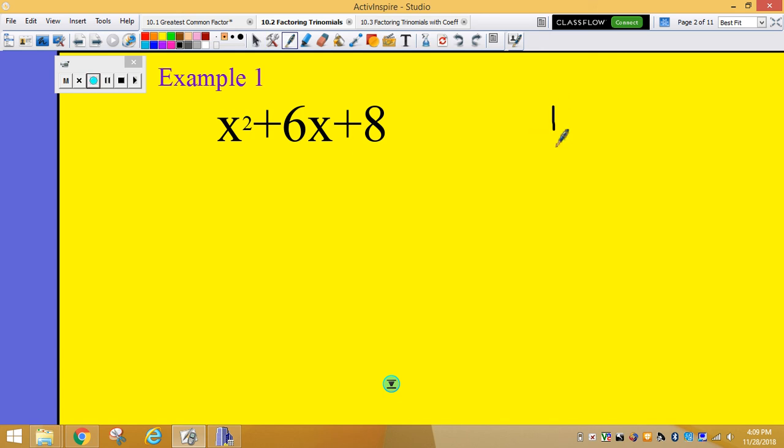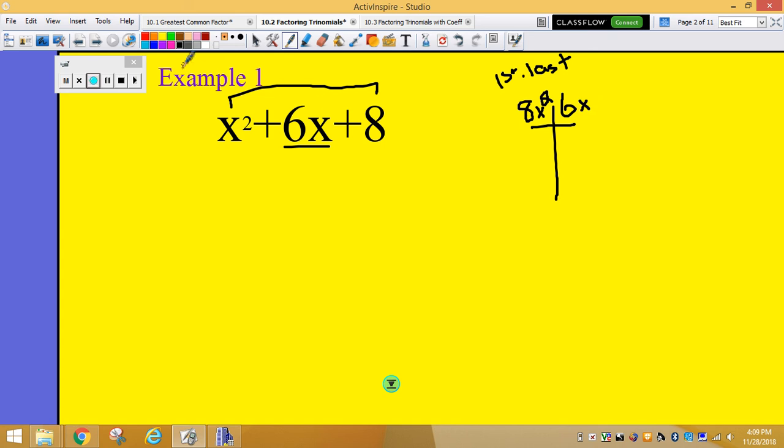All right, we are going to make a t-chart over here. And I'm going to do my first times my last. So x squared times 8 is 8x squared. I'm going to put that answer here. So this was first times the last. Here is what's in the middle. And the middle is 6x. So I'm going to put that here.